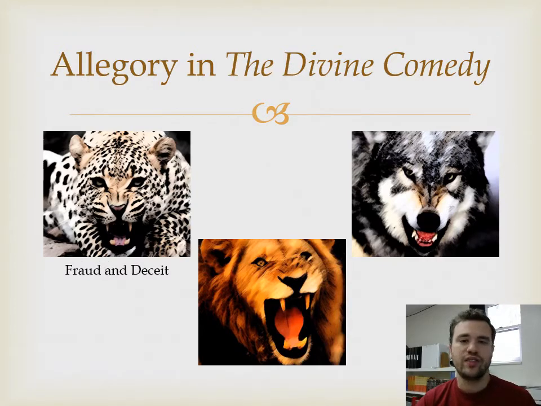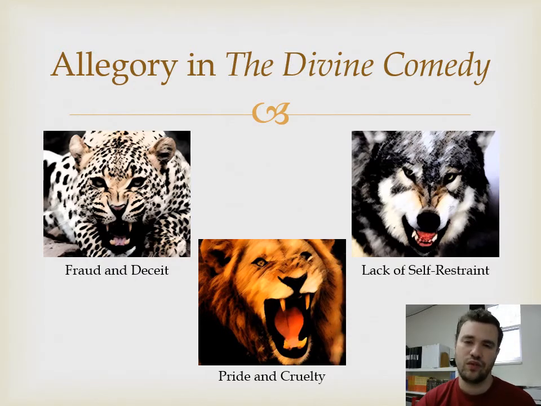And I mentioned this the other day, the leopard represents the sins of fraud and deceit. The lion represents the sins of pride and cruelty. And the she-wolf represents the sins of lack of self-restraint, so sins like gluttony and lust and so forth. So he's beginning to build in some very key symbols early on in this book, and he sets it up as an allegory right out of the gate. We know that this is allegorical, even before he begins his journey into hell.